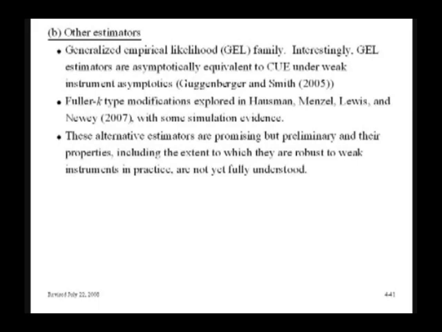Okay, as I mentioned, the so-called generalized empirical likelihood estimators are asymptotically equivalent to CUE under weak instruments. So, at least to first order, I don't see any particular reason why one needs to go down that road. So those are just some thoughts. This Fuller K-type thing is promising, but this is some unpublished paper that we just don't know too much about yet.